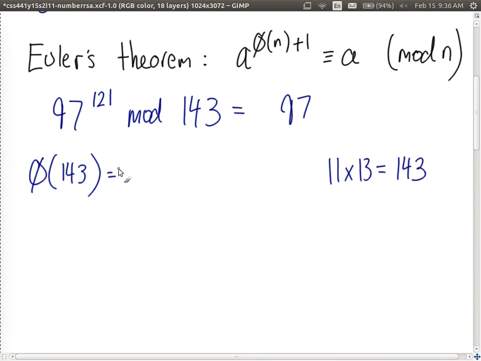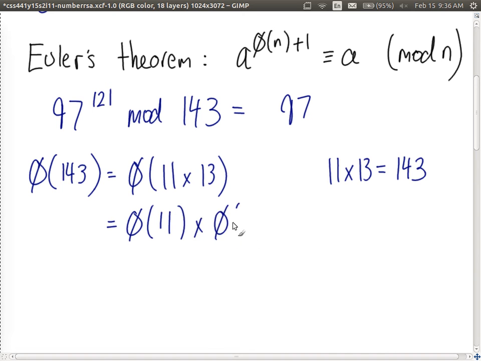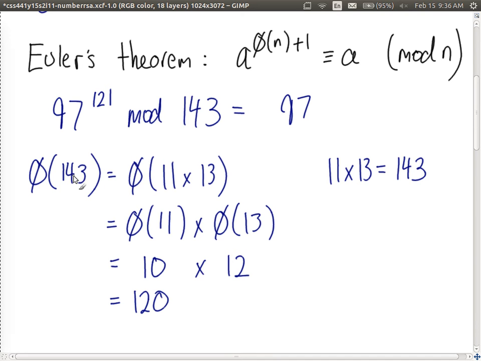And the shortcut for Euler's totient function is if we know that there's just two primes multiplied together, then this is the totient of 11 times 13. And that simplifies to the totient of 11 times by the totient of 13. And now we can find the totient of these numbers because we know they're both primes. The totient of 11 is 10. The totient of 13 is 12. The totient of 143 is 120.